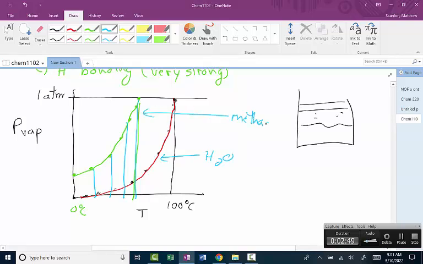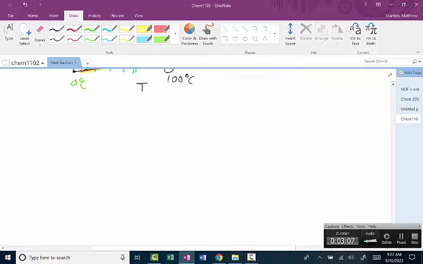Methanol has weaker intermolecular forces. Water has stronger forces, so it has lower vapor pressure. It's always down here, lower vapor pressure, and a higher boiling temperature. That's the take-home point. Now, all you have to do to predict these is look at which has the stronger intermolecular forces.